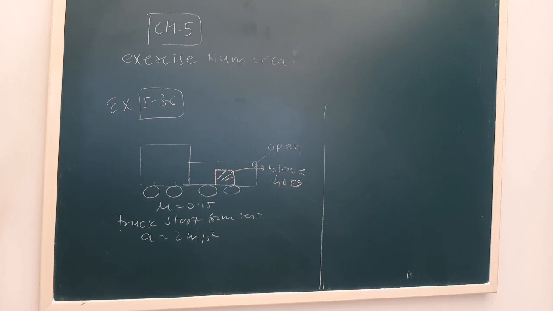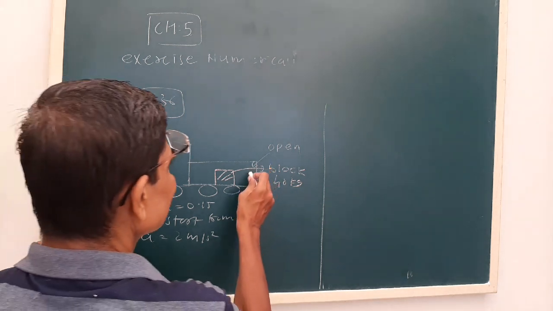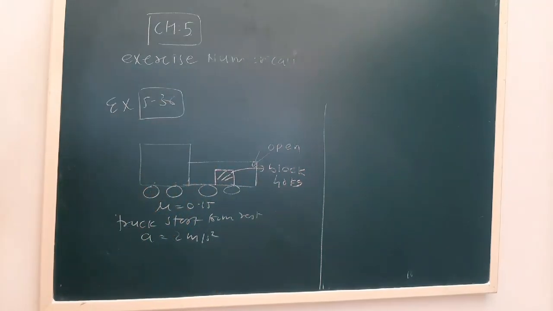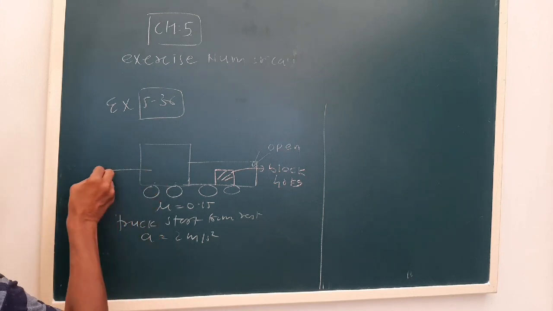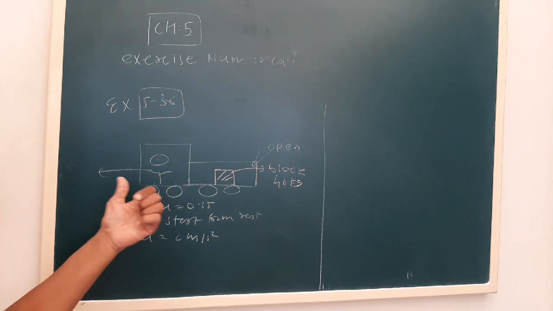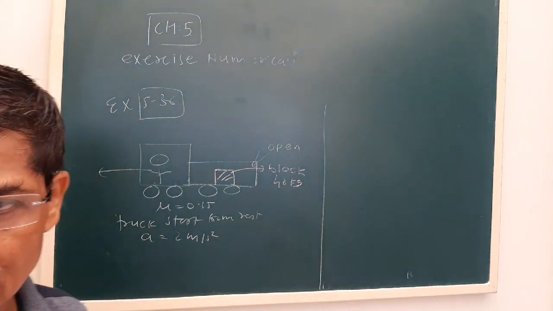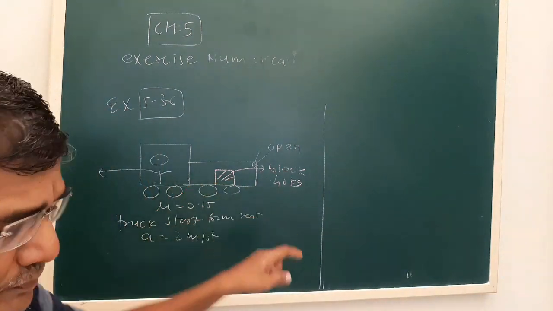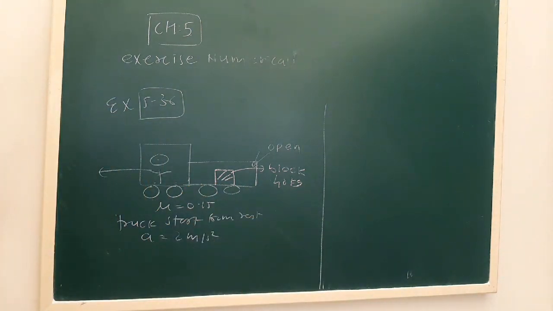So we have to calculate after how much time. Why? Because this truck is open from the rear part. The truck will move in this direction, so the block will move in the opposite direction. Depending on the friction, we have to find out after how much time the block will fall from the truck, and what will be the distance covered during that.